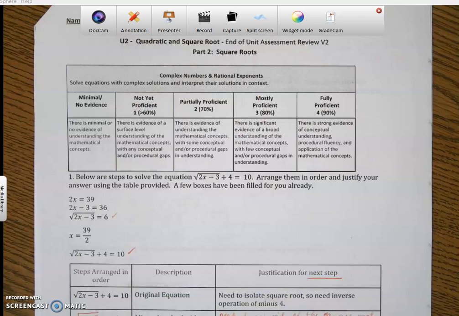Welcome back everyone. Today we are going to discuss the second part of our Unit 2 assessment review on quadratic and square root. Please take a moment to review your rubric.